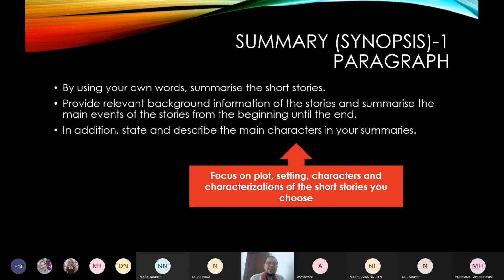Alright, in addition, state and describe the main characters in your summary. Bila kita describe main character, you kena gunakan characterization lah. You kena explain tentang attitude dia, static ke dynamic, positif ke negatif, and so on. Selalunya short story dia takkan ada banyak karakter lah, mungkin paling banyak 5. Alright, so you just focus on the main character.